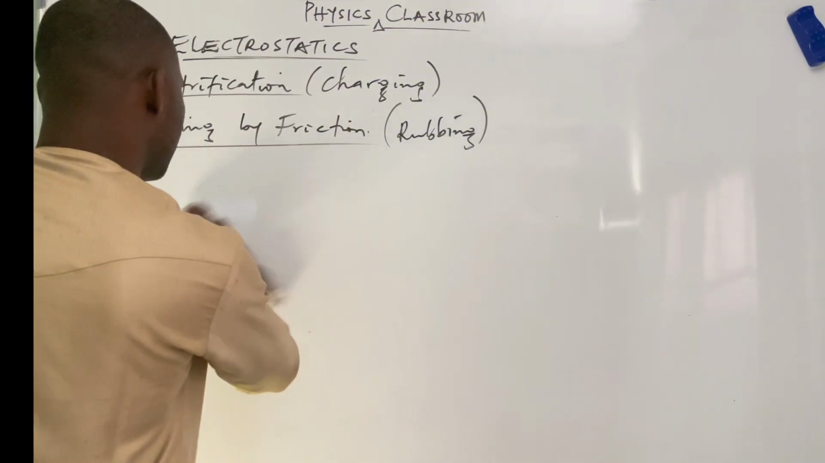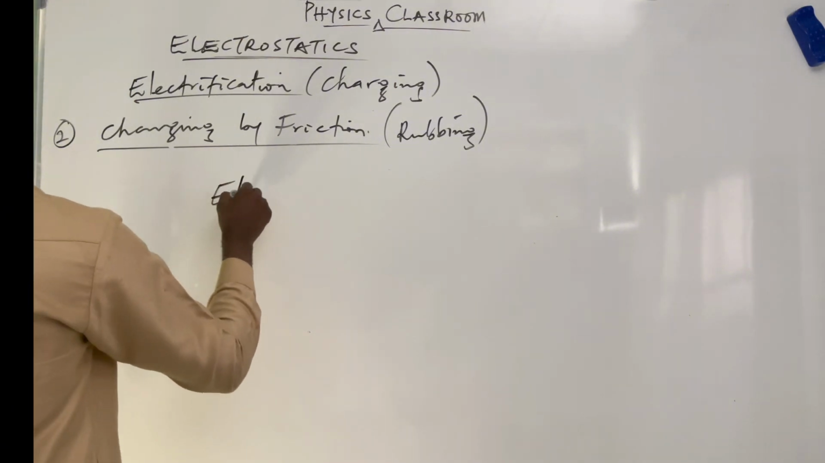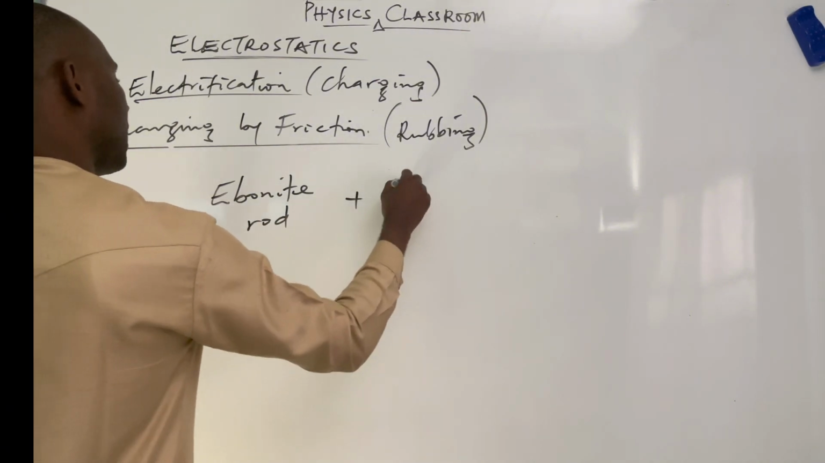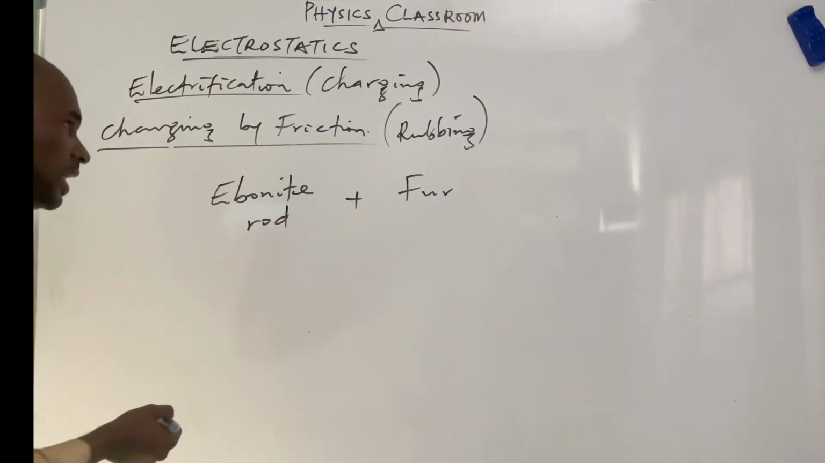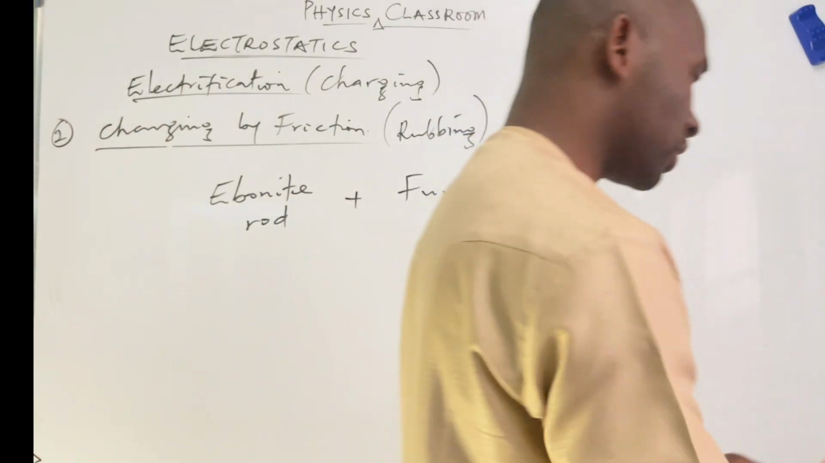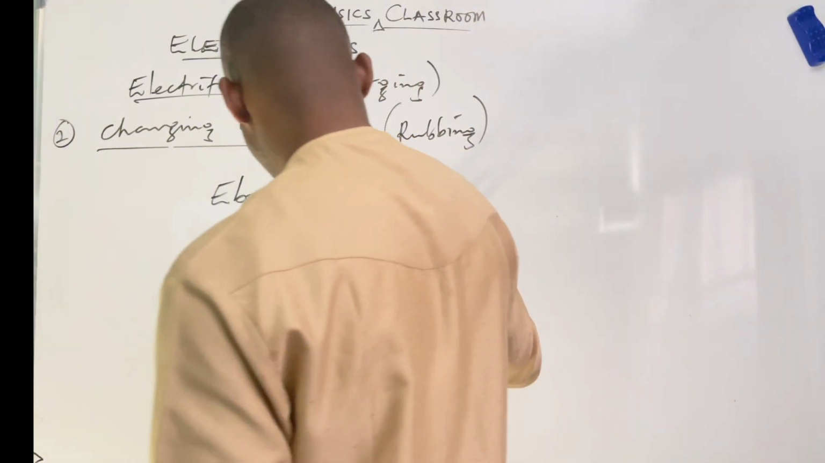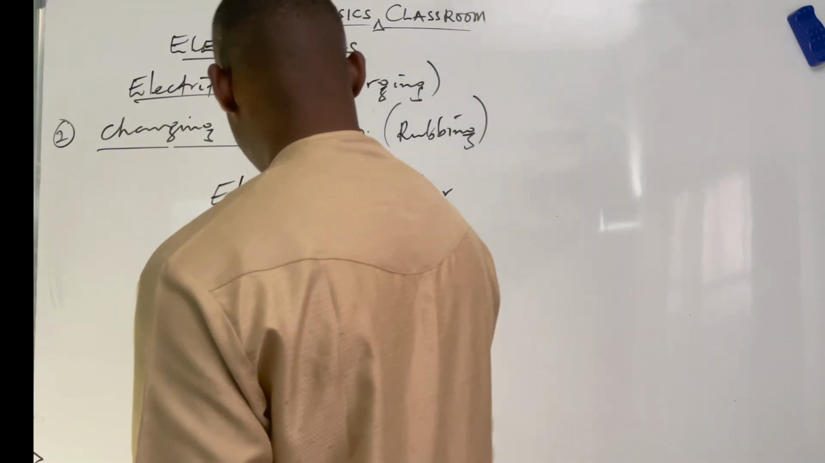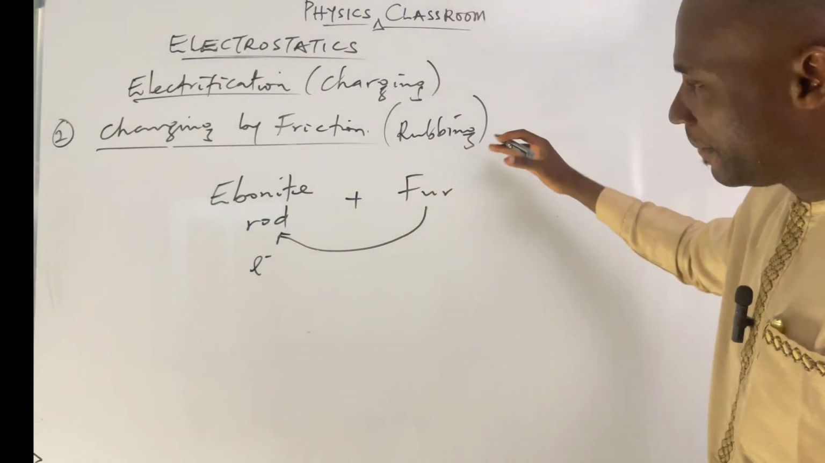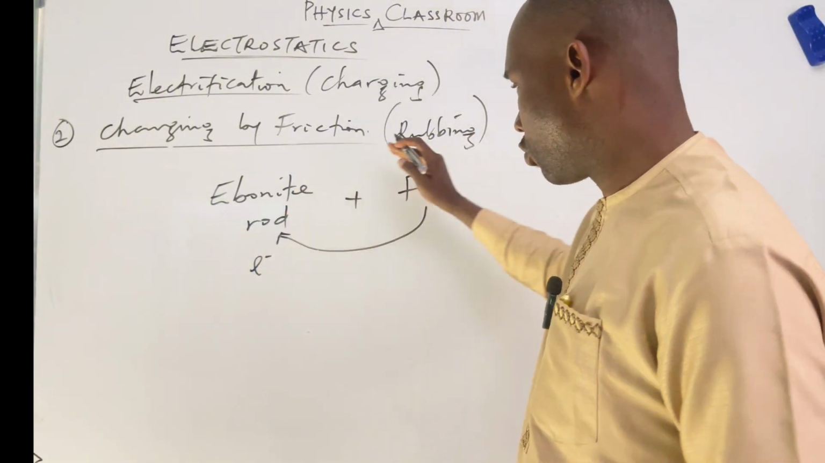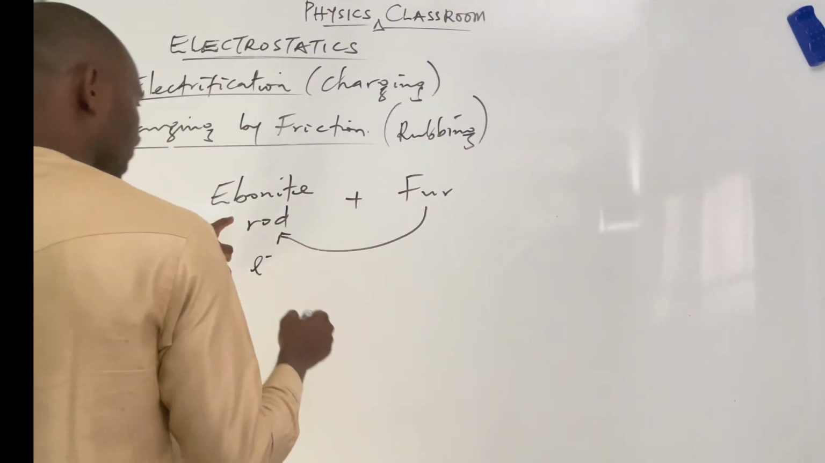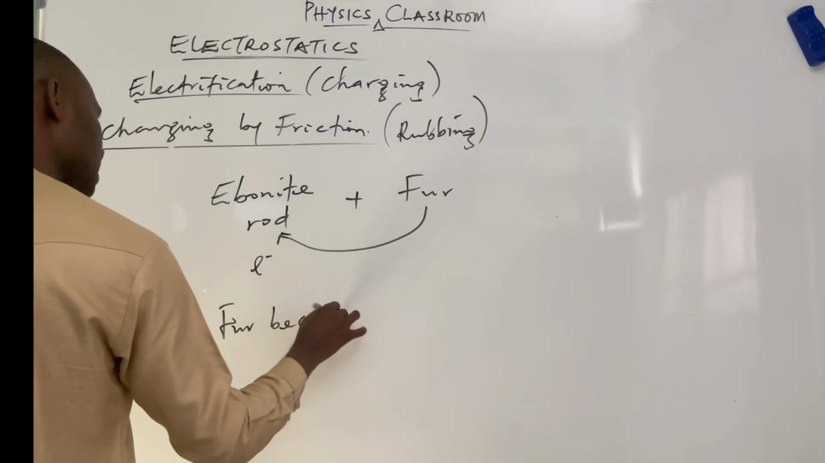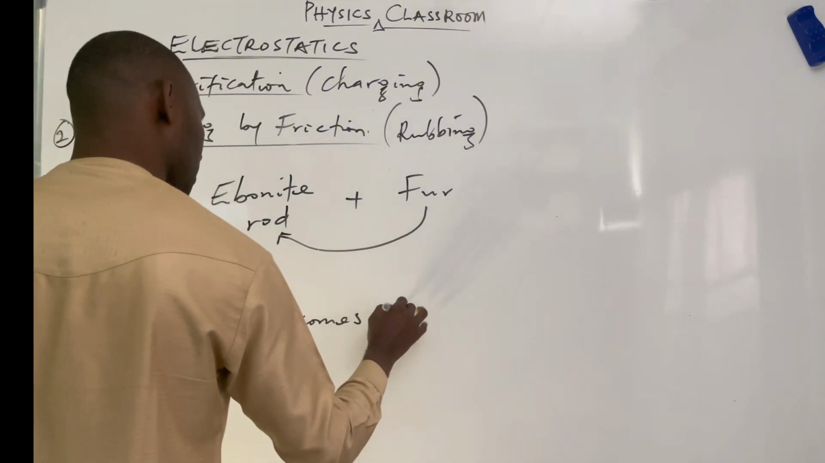Another typical example is that of ebonite rod and fur. When you rub ebonite rod across fur, electrons will be transferred from the fur to the ebonite rod, such that the fur will be losing electron. And as such, as fur is losing electron to the ebonite rod, fur becomes positively charged.